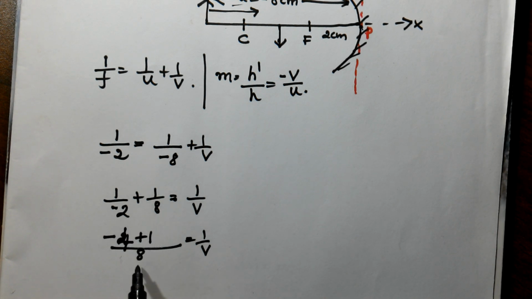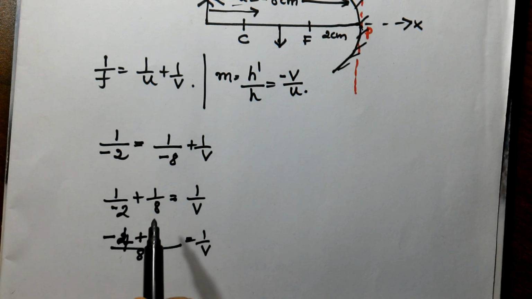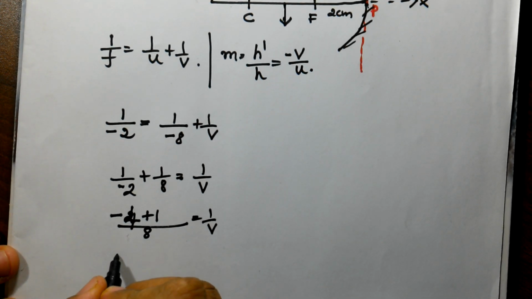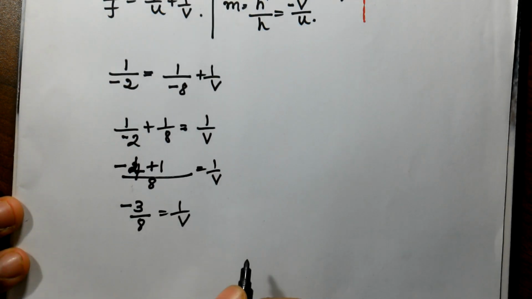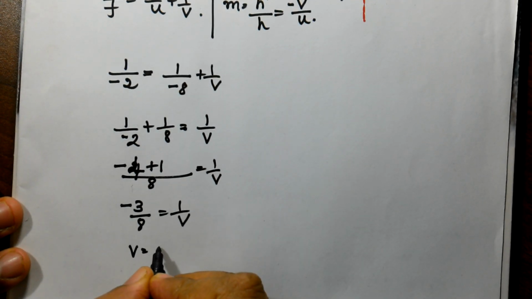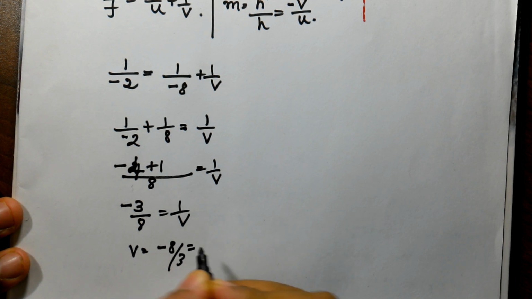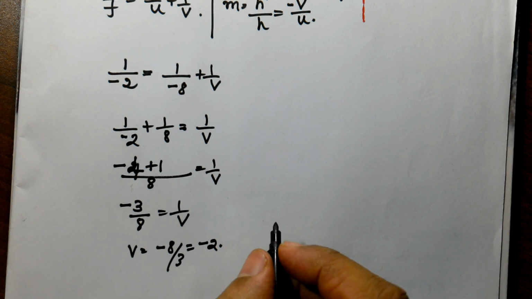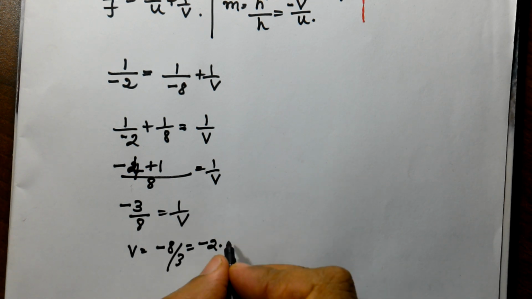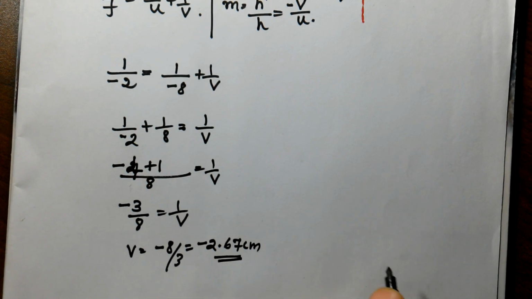Minus 2 4s are minus 4, and 8 ones are 1. Yes, correct. That is equal to minus 3 by 8. That is 1 by v. So what is v equal to? V is equal to minus 8 by 3. Okay, whatever it is, minus 2 point almost 6666, right? Yeah, 7 I write, centimeters. 2.67 centimeters.